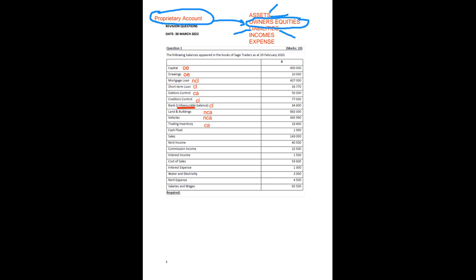What about the cash float? Remember, the cash float is the money that you keep for small change in your shop. You remember in the morning when the customers come. It's an asset also. Which asset? It's a current asset. Perfect, brother. So let me just put it there.